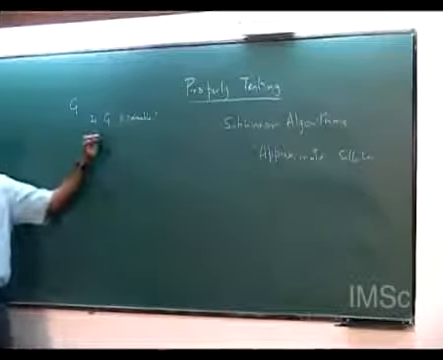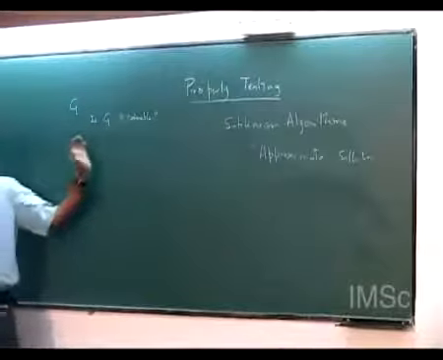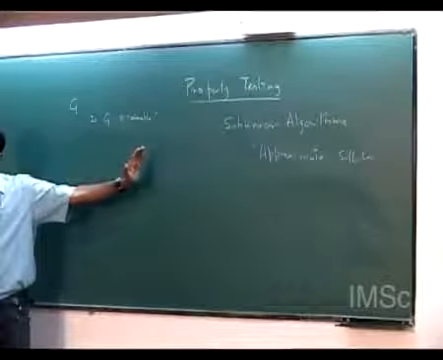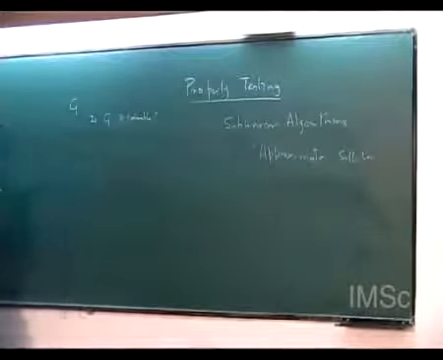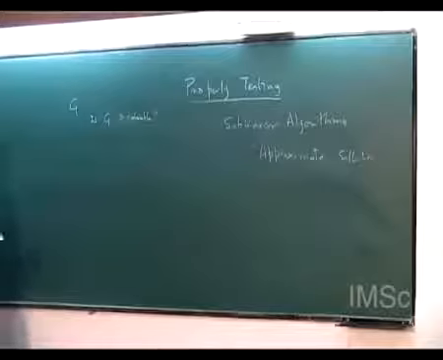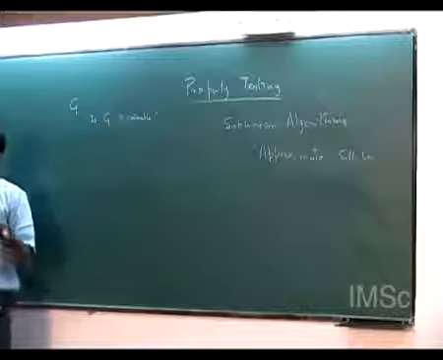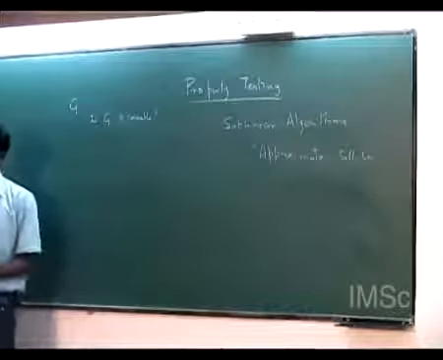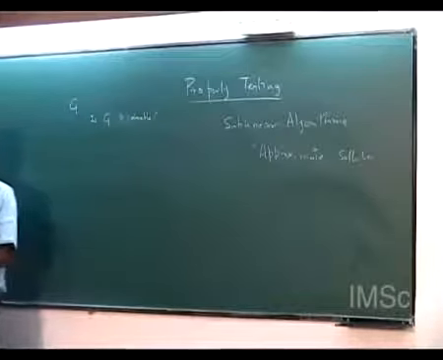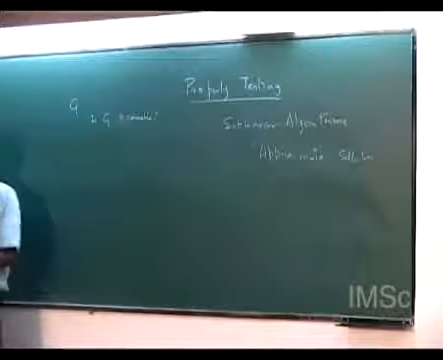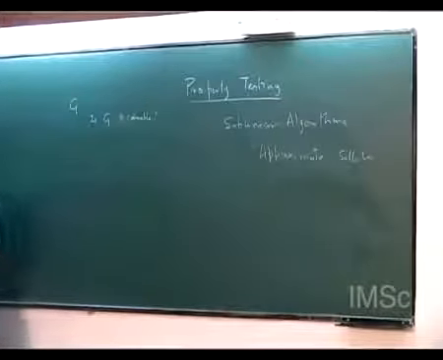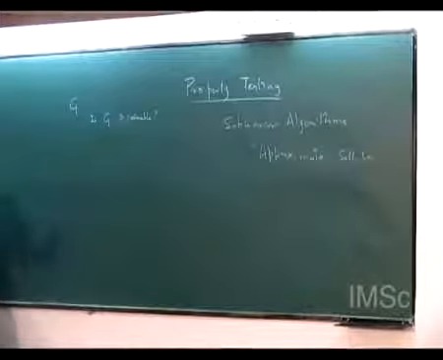But here, I can't do that. I cannot even look at the whole graph. So, instead I would like to say something like this: you have given me a graph. If it is 3 colorable, I will tell you that it is 3 colorable. But if the graph is really not 3 colorable, very far away from being 3 colorable, then I want to say that no, it is not 3 colorable.